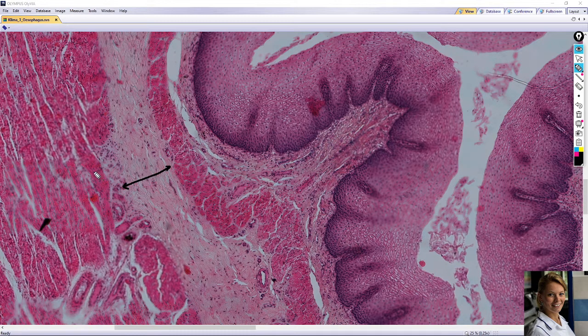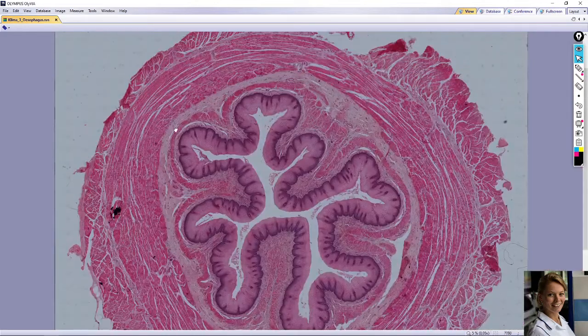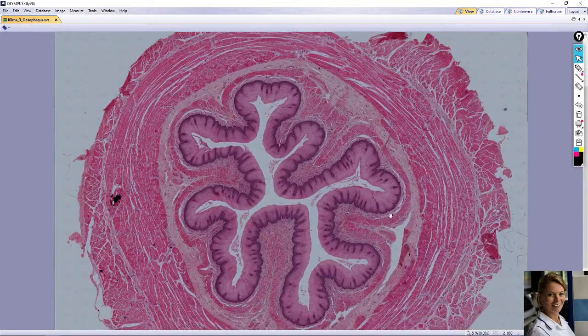Submucosa contains mucous glands, their excretory ducts, but in some regions of the esophagus may be absent, and this is our case. In all scan, mucous glands in submucosa are not visible.